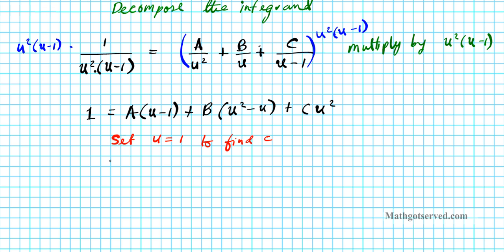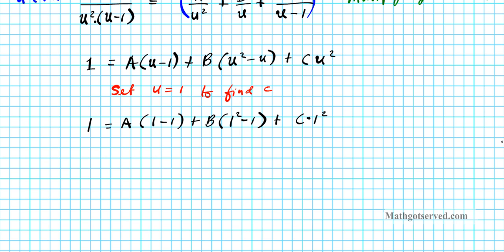Okay, now to do that, we're going to have 1 equals a times u, which is 1, so it's going to be 1 minus 1, plus b times 1 squared minus 1, plus c times 1 squared. If we simplify that, this whole thing becomes 0, and this whole thing becomes 0 here, plus c. So we can clearly see that c equals 1.